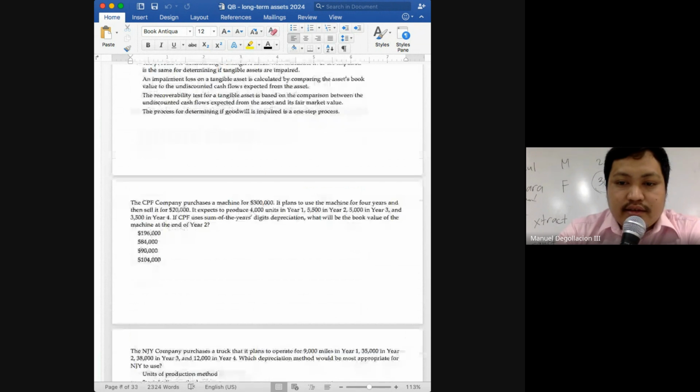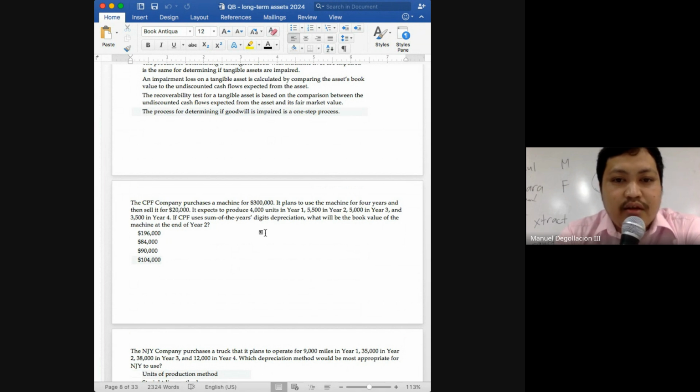Next, the company purchases a machine for 300,000. It plans to use the machine for 4 years and then sell it for 20,000. Somewhat familiar already, but the amounts are different. And this time, the method to be used is no longer straight line. We had a similar problem, but the one used was straight line. Here, the method that will be used would be your SYD.